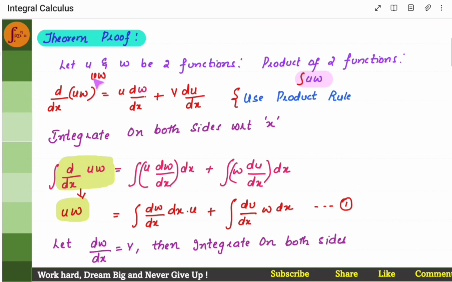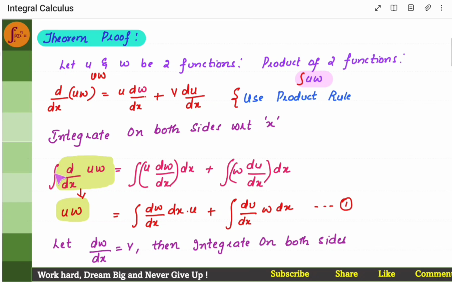When you differentiate two functions, what is the formula? It is d by dx of the product of these two functions is equal to first function into derivative of second function plus second function into derivative of first function. Now, once you do this, you integrate on both sides. Integrate on both sides with respect to x. So, I'll put an integration symbol here. For this and for this, there's going to be integration.